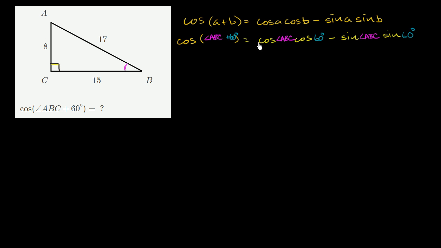What is the cosine of angle ABC going to be equal to? I'll do that over here. The cosine of angle ABC. Well, we could go back to SOHCAHTOA. Actually, let me write it down. SOHCAHTOA. Cosine is defined as the adjacent over the hypotenuse, for this angle, the adjacent over the hypotenuse. So cosine of angle ABC is equal to 15 over 17. So this right over here is 15 over 17.